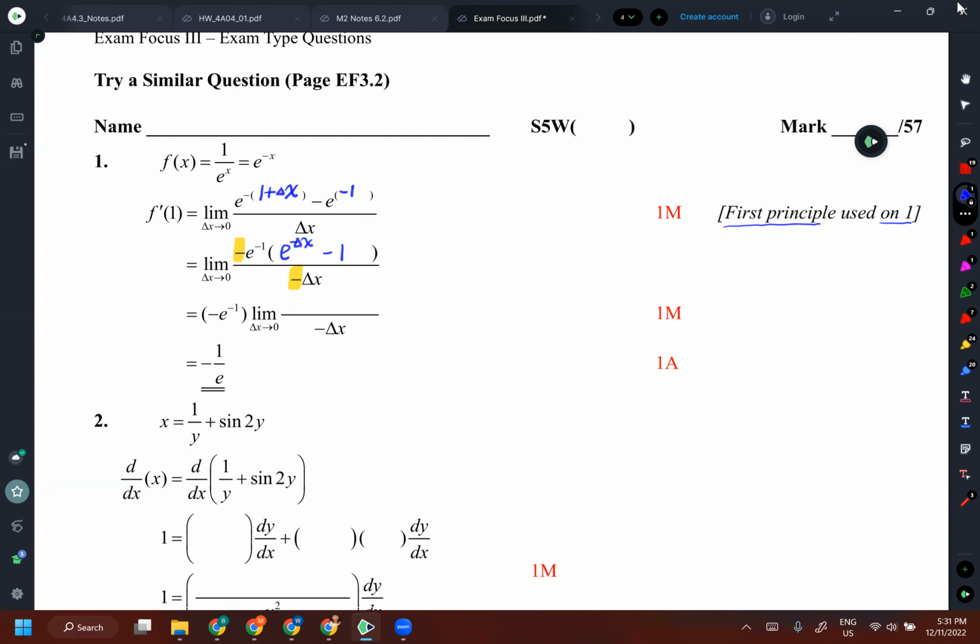Okay? I think 90% of students made a mistake here. They didn't see there are two negative signs in this step. And then I can take out the constant, negative e to the power negative 1, leaving me e to the power negative delta x minus 1, divided by negative delta x. And this is a special limit. The 1 mark is given if you know the special limit. And the answer is negative 1 over e.